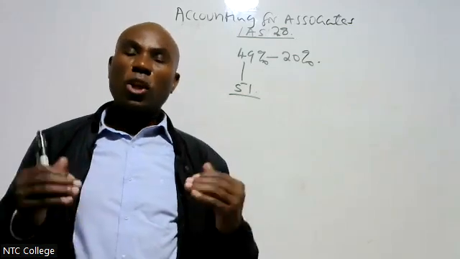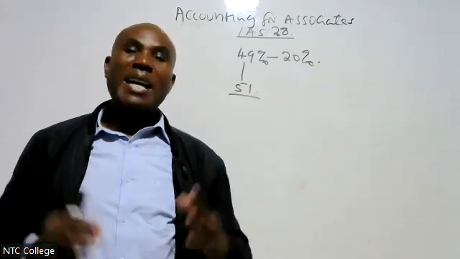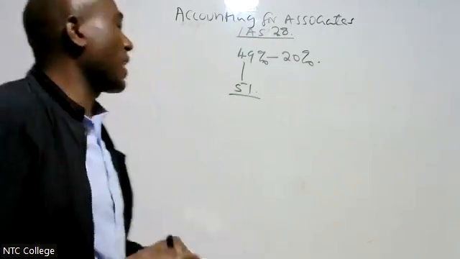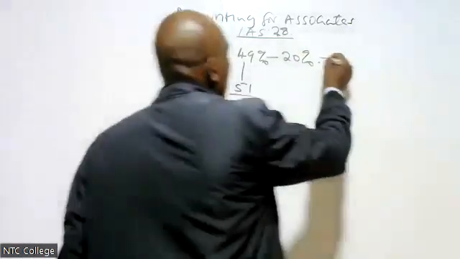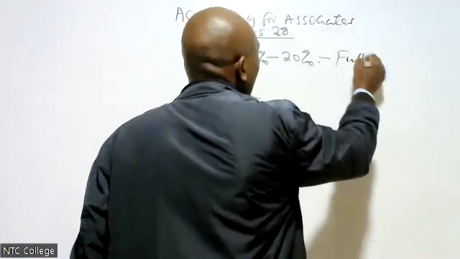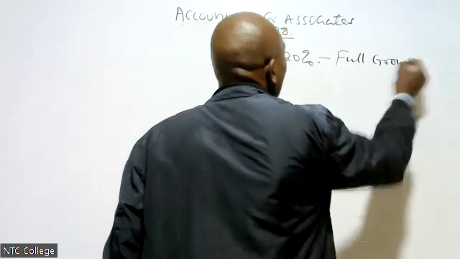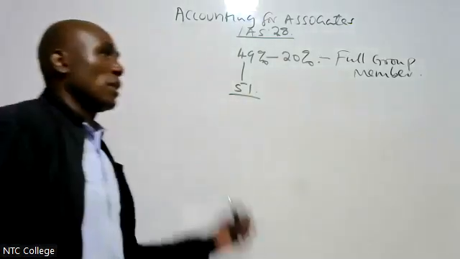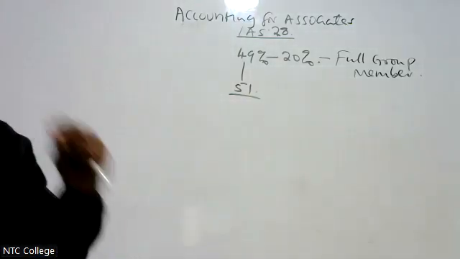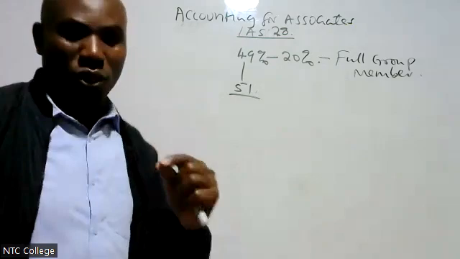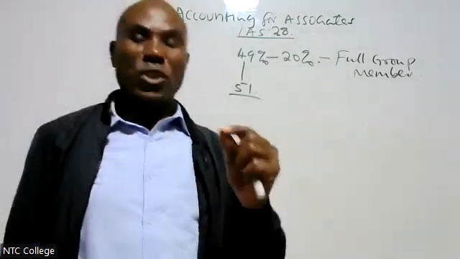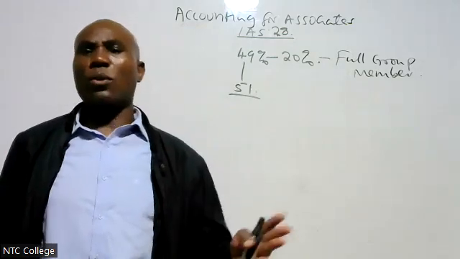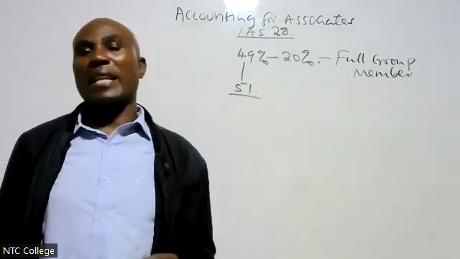Therefore, when we talk of an associate, it is not a full group member. Because we are the minority shareholder, an associate is not a full group member. Therefore, in an associate, we don't control that company.